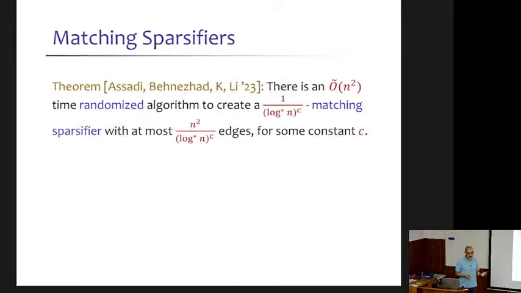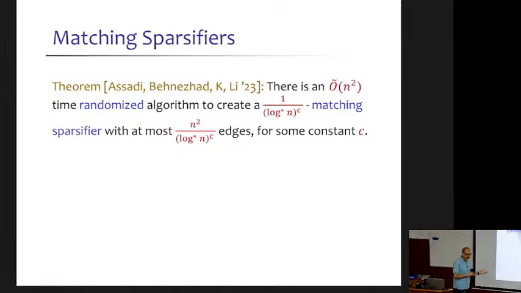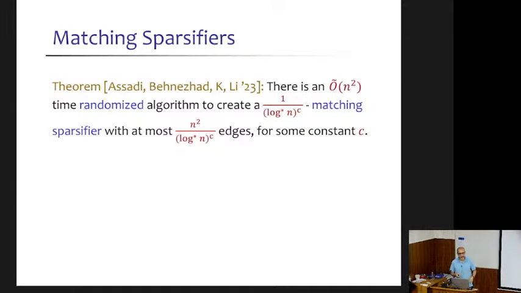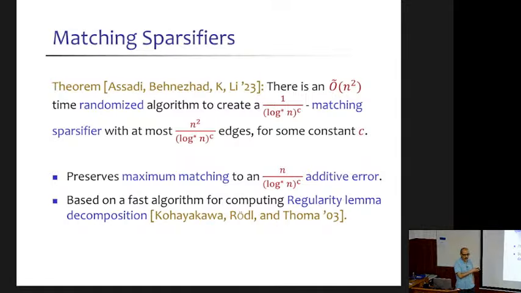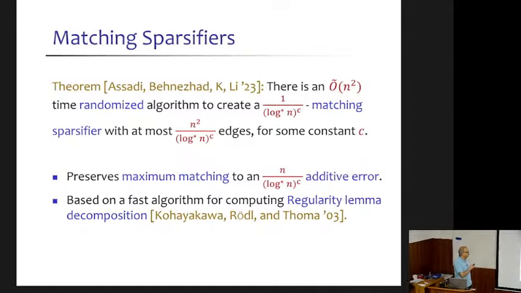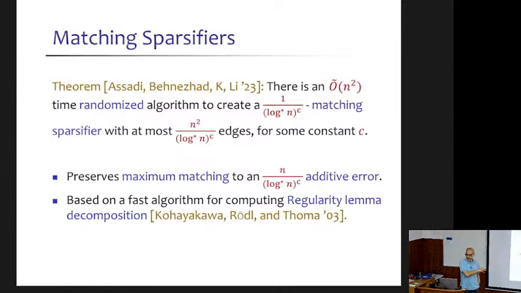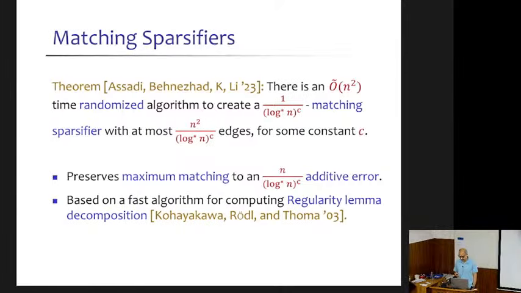This is exactly the plan that we executed in the n over polylog star n update time result a few years ago. In particular, we showed that there is an order n square time algorithm which creates a 1 over polylog star n matching sparsifier that contains n square over polylog star n edges. This sparsifier preserves matchings to within an additive error of n over polylog star n, and if the opt is omega n, this is small o of 1 multiplicative error. The idea for getting this result is relying on Szemerédi's regularity lemma. An algorithmic version of this lemma is what we need to get this result.